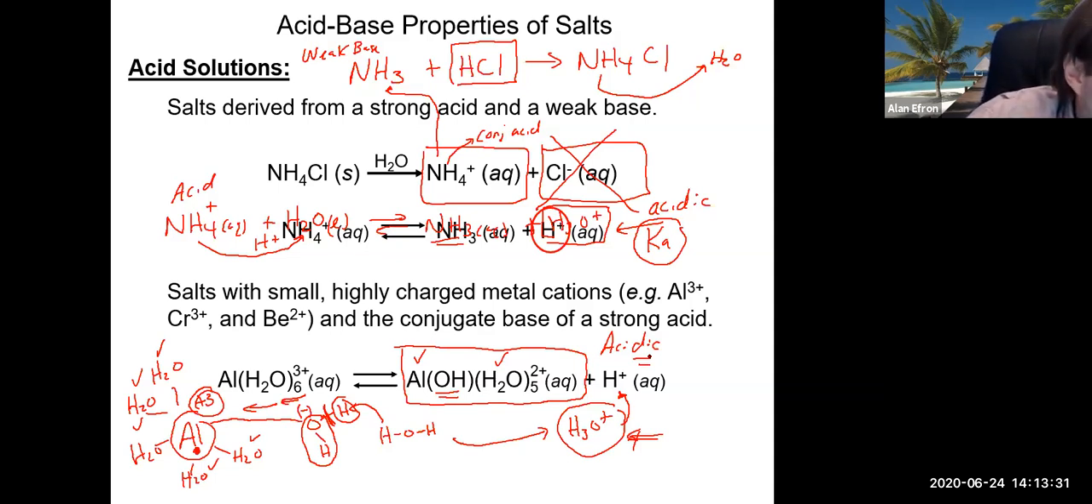So there are 2 basic ways you could get an acidic salt. One, a more traditional route like the top way. The second one, small metals that have high positive charge can do this when it's in solution. Any questions on that? All right, so let's take a look at some examples and how to do some of these calculations that involve salts.